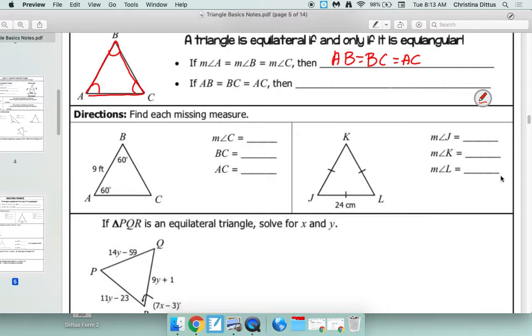And then it works vice versa again. If all your sides are the same, then all of your angles are the same. Angle A equals angle B equals angle C. And I'm going to throw back here that they all equal 60 degrees. Super important, that is your angles, not your sides.